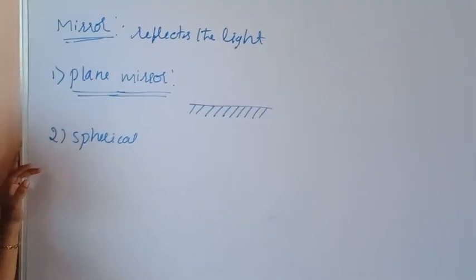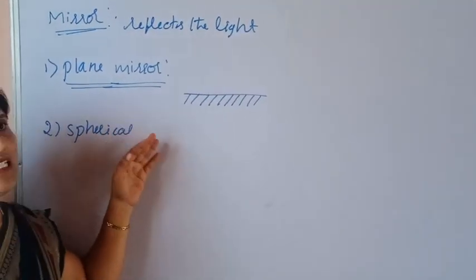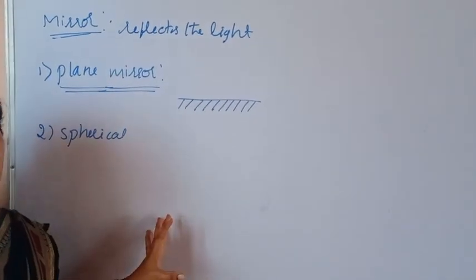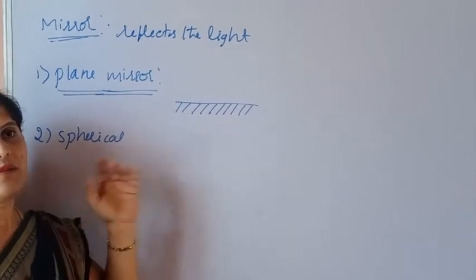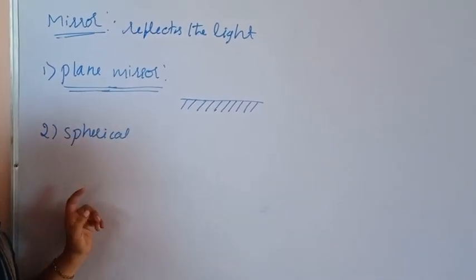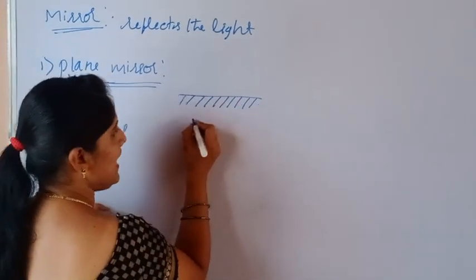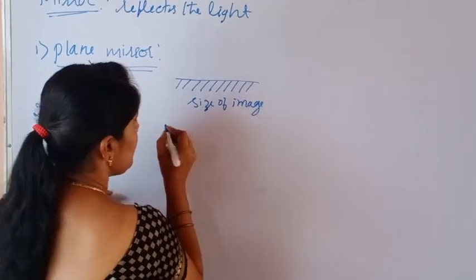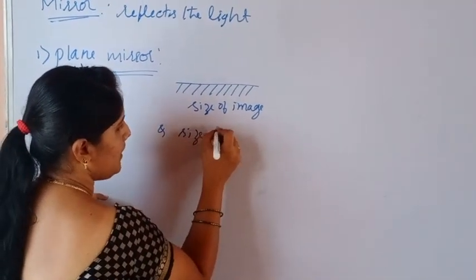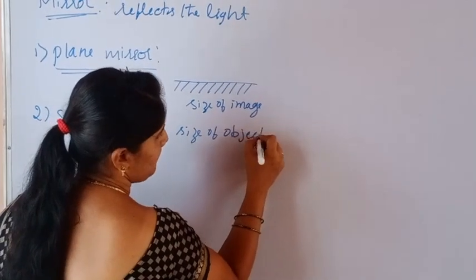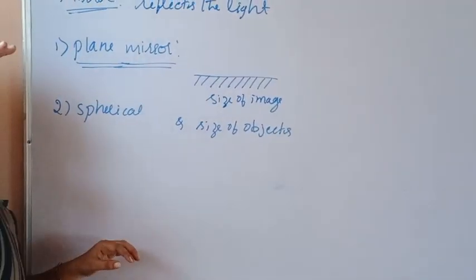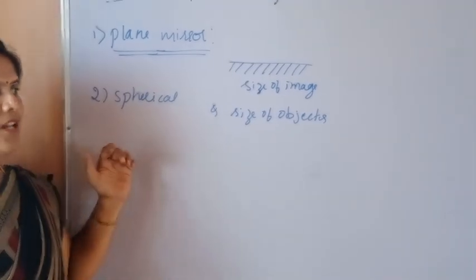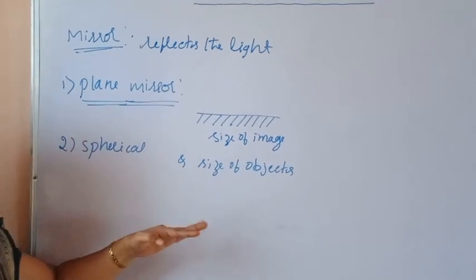For example, if you stand in front of a mirror, what will you see? You will see your image. And in your image, you will observe that the size of the image and the size of the object are both the same. In a plane mirror, the size of the image and the size of the object are the same. Similarly, the height of the object and the height of the image are the same.